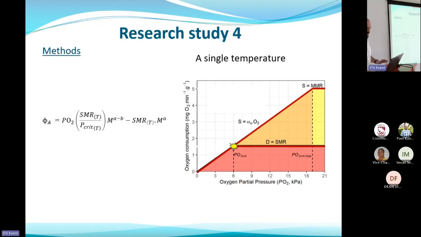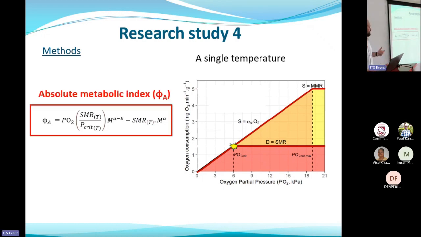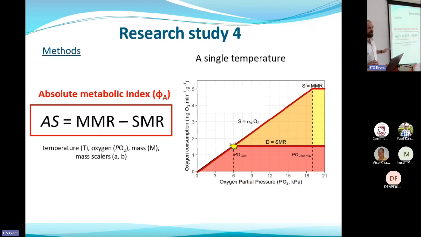Okay, so I came up with a model. It's pretty complex, there's models inside of this, but basically it involves PO2 crit and SMR across temperature. And you don't have to think too hard about it. So we call it the absolute metabolic index, but all you need to think about is it's exactly the same as the previous stuff: maximum metabolic rate minus standard metabolic rate. But not just temperature, it also has oxygen because you're measuring PO2 crit. And it's also got mass and how that scales if you do it for a bunch of different masses. So I came up with this thing theoretically, and then the idea was to test its usefulness.